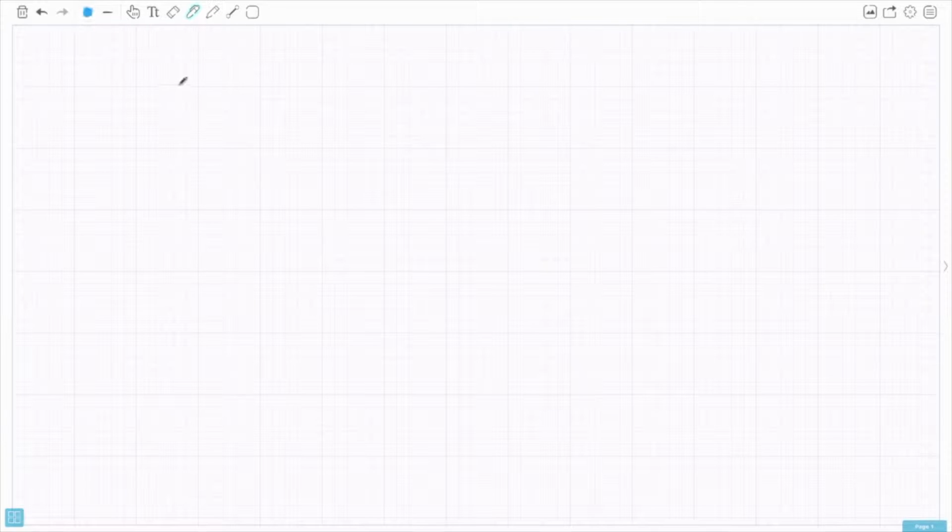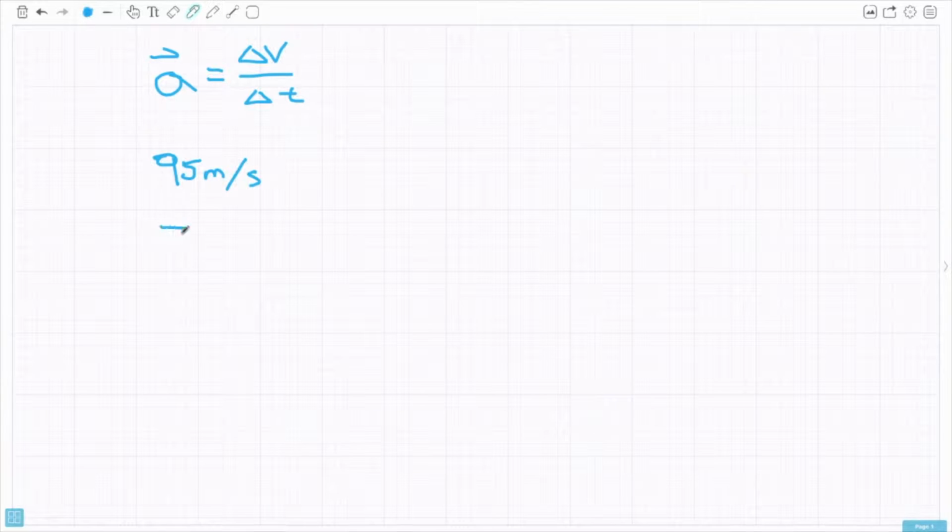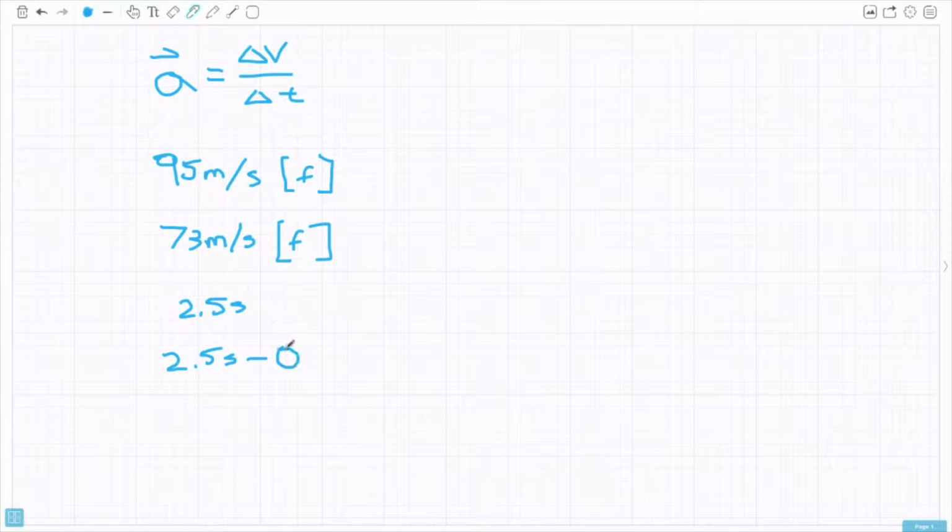So first we'll look at the formula for acceleration. Acceleration is equal to the change in velocity over the change in time. We know that the final velocity of the car is 95 meters per second. And we know that the initial velocity is 73 meters per second. Now these two are both vector quantities, meaning that they have a direction. So the car is going forwards, the car is still going forwards here. Now we know that the change in time is 2.5 seconds, since the final time is 2.5 seconds, and the initial time is 0 seconds.